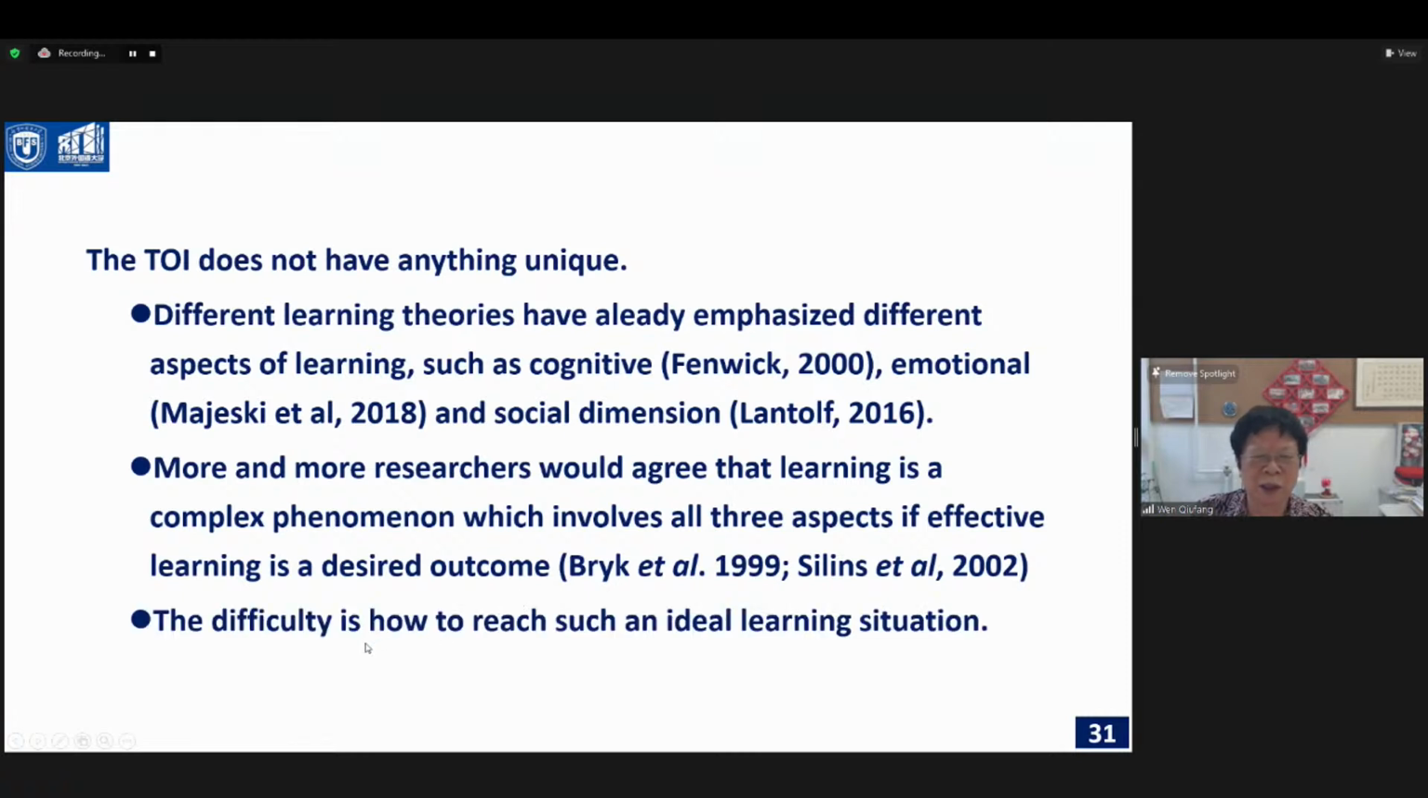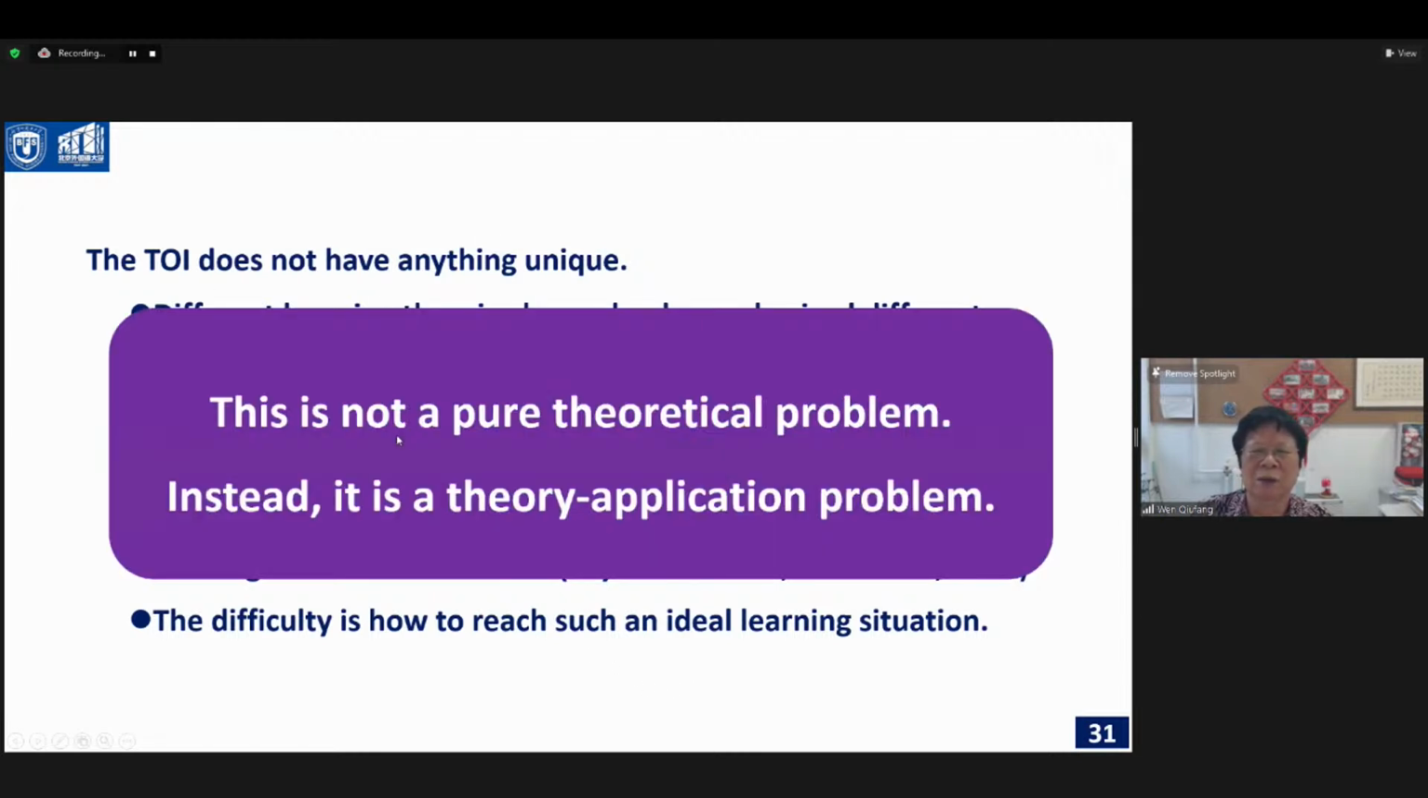And the difficulty is how to reach such an ideal learning situation. To construct theory is not that difficult. Now, I would say this is not a pure theoretical problem. Instead, it's a theory application problem: how to apply theory to practice.